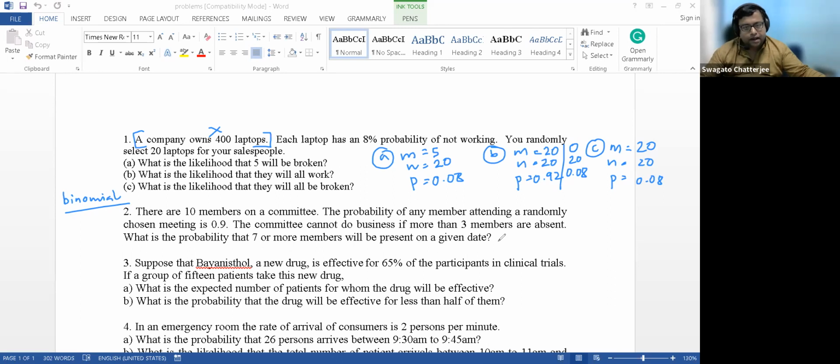That can also happen in other questions. For example, you could have asked in the previous laptop case, what is the likelihood that more than 5 will be broken? Will it be a Poisson distribution in that case? How will you solve that problem if I ask you, Gaurav? Let's say I asked, more than 5 will be broken. How to answer this, everybody?